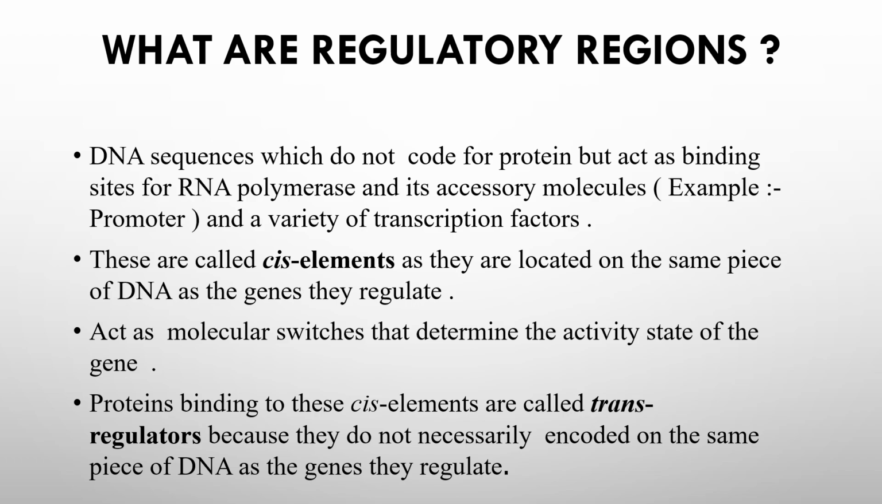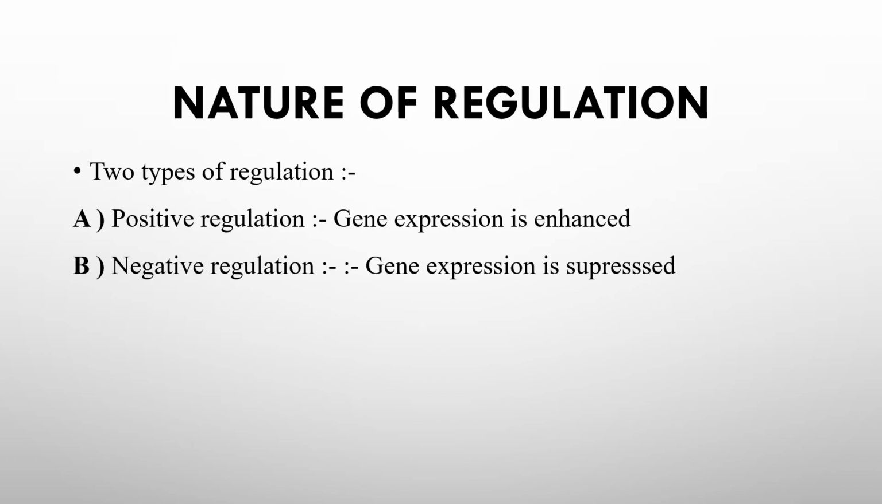These elements are called cis elements because they are present on the same piece of DNA on which they are regulating the gene expression. The factors which bind to these elements are called the transregulators because they are not necessarily encoded by the genes present on the same DNA. Now, the cis elements and the transregulator producing gene, they both may undergo mutations, regulatory mutations actually, to cause influence on the gene expression. Now the question arises, what is the nature of regulation?